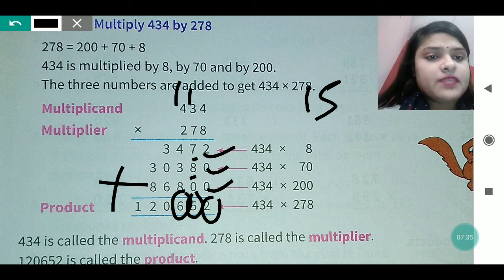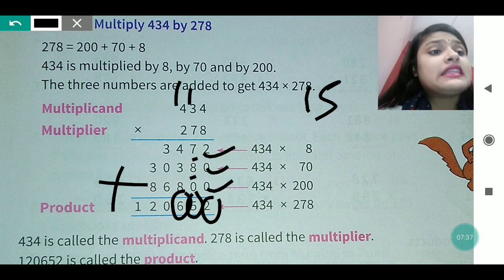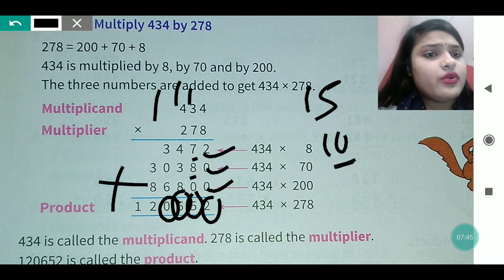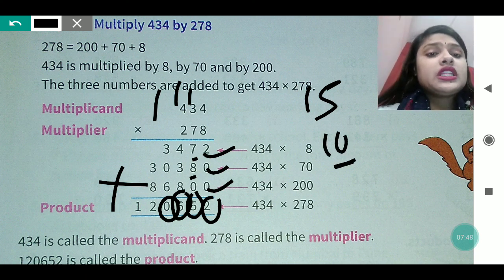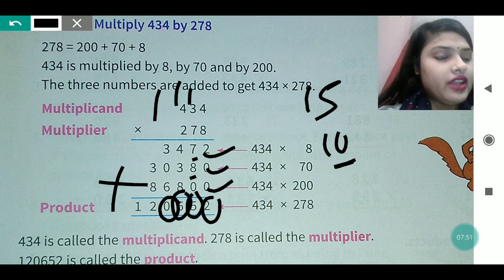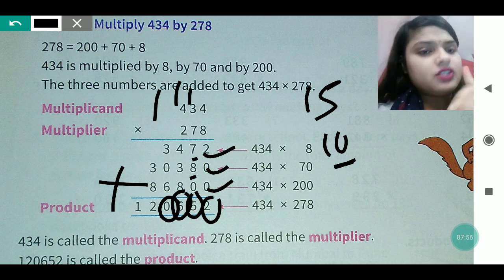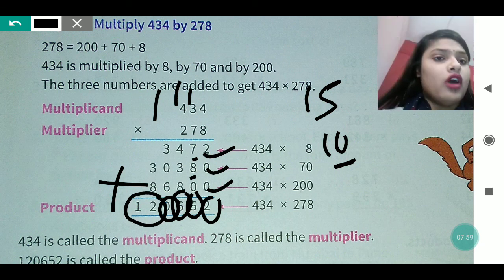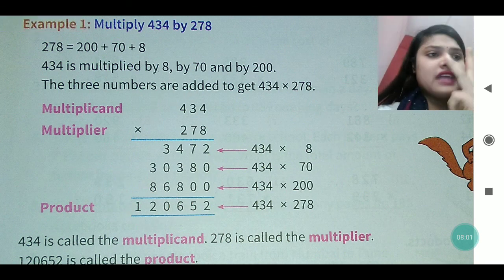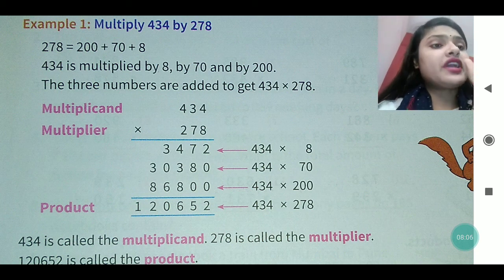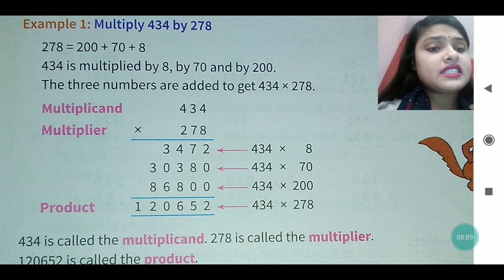Now again, next place. 3 plus 6 is 9. Plus 1 is 10. So 0 we will write down. 1 we will write up because we are having 10. Now 8 plus 3 is 11. Okay, 8, 9, 10, 11. 11 plus 1 is 12. So the total product which we have got after doing the complete multiplication, as we were having 3 products, when we have added all 3 products, we have got one total product, that is 120,652. This is the total product, my dear.